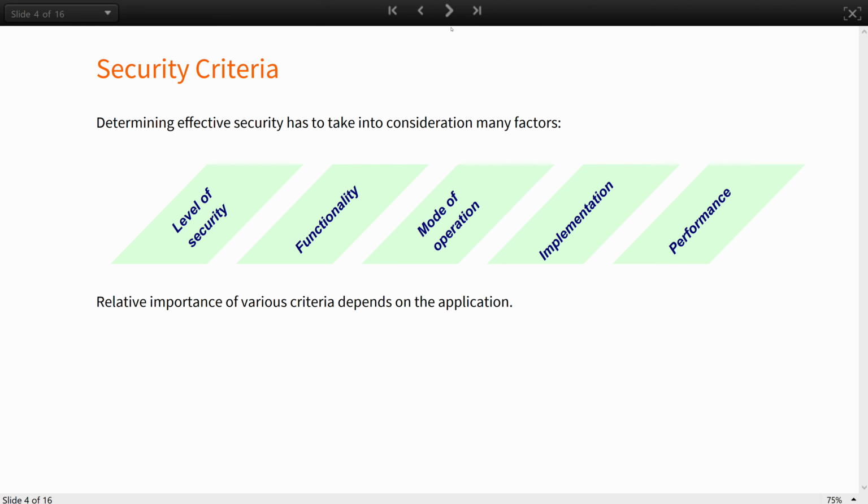The relative importance of various criteria is very much dependent on the application and the resources available. For example, in an embedded device with limited computing power, one may have to trade off a very high level of security for better throughput.